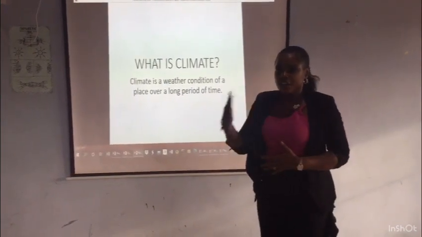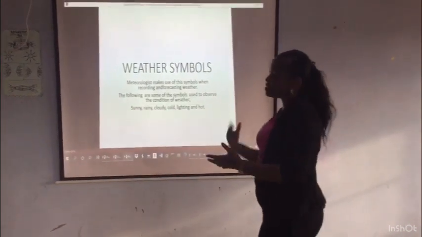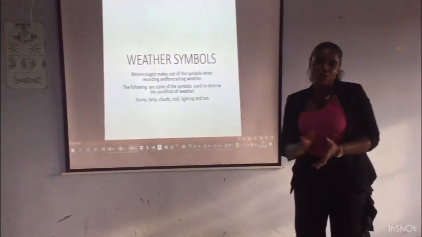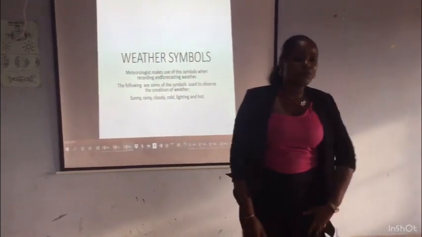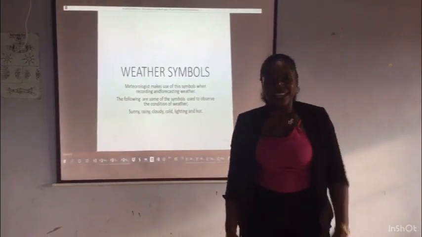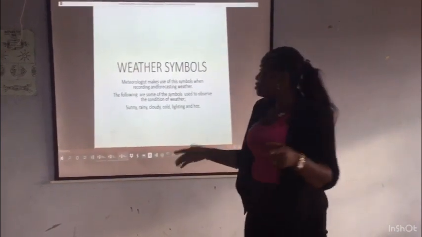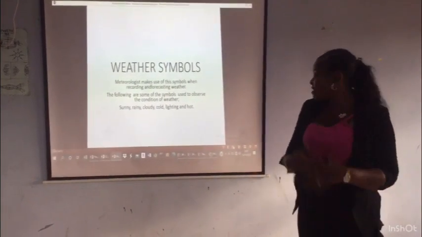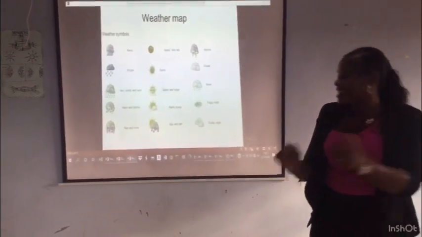They go together. Now I'll be telling you about some weather symbols, which meteorologists use to record or forecast weather. Sometimes you're watching the screen, especially on the daily news, showing the weather forecast for today. You see those symbols and you may wonder what they symbolize. The following are some symbols used to observe the condition of the weather, whether it's sunny, rainy, cloudy, cold, lightning, or hot. So just look at them.